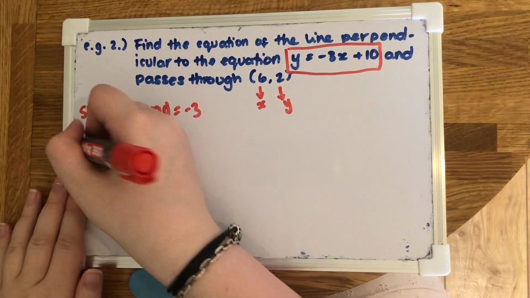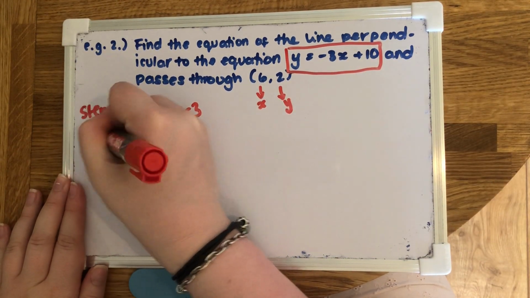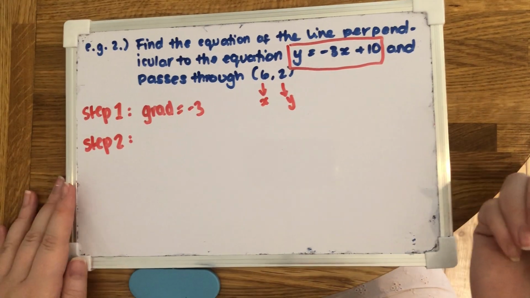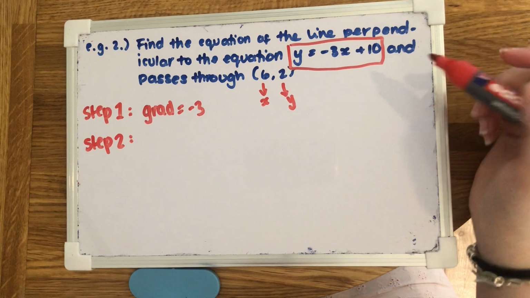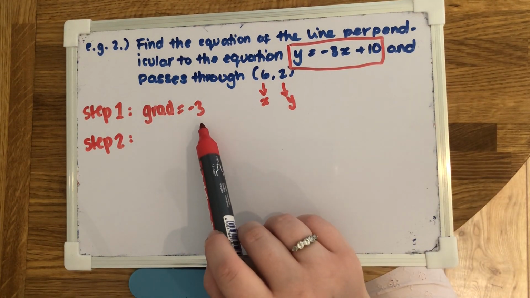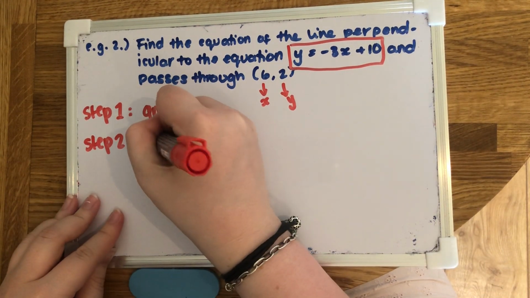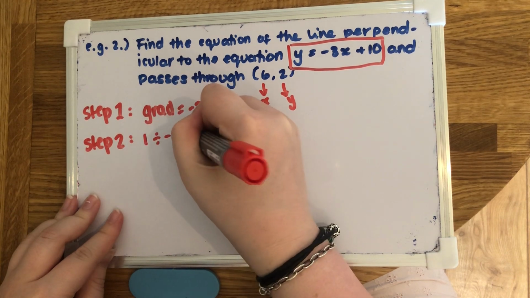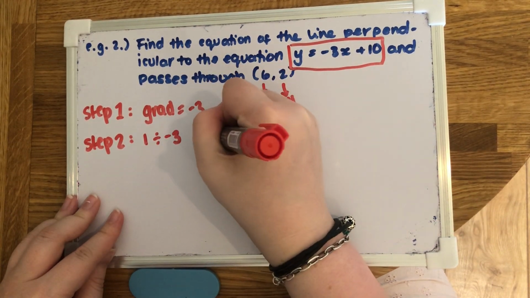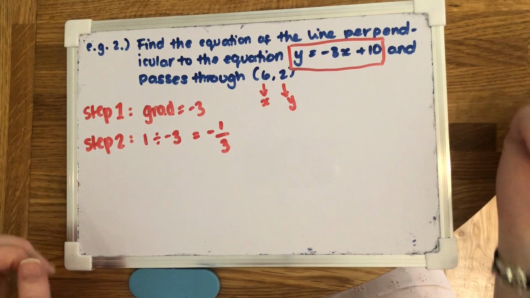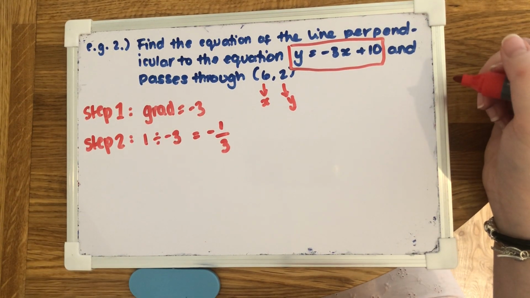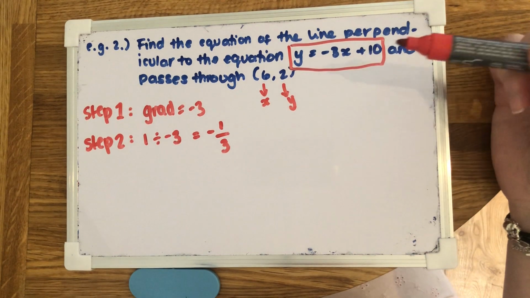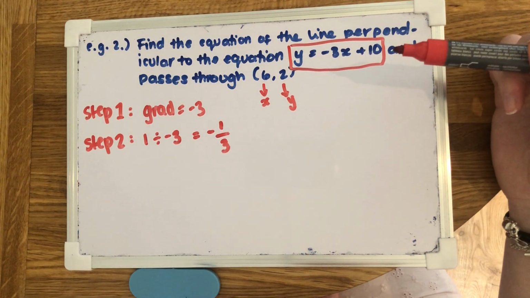Okay, step 2. So this is where we need to find the negative reciprocal. So we're just going to work out the reciprocal first. So the reciprocal of minus 3 would be just 1 divided by negative 3, okay, which is the same as minus 1/3. You can do a decimal, but again, it's easier to do it as a fraction, especially ones like this, because this would give you a recurring decimal.